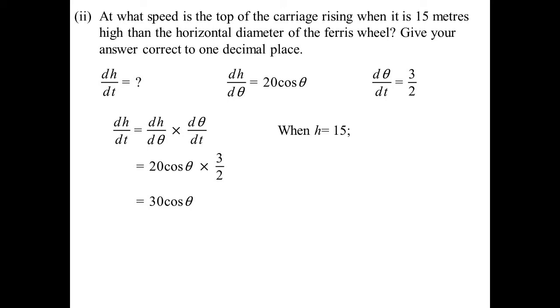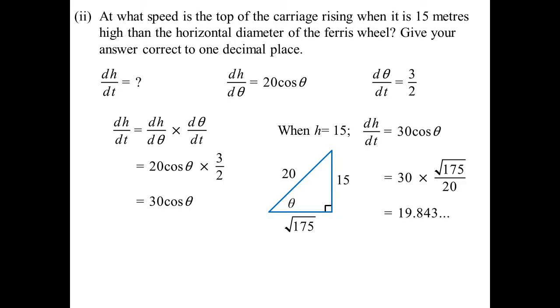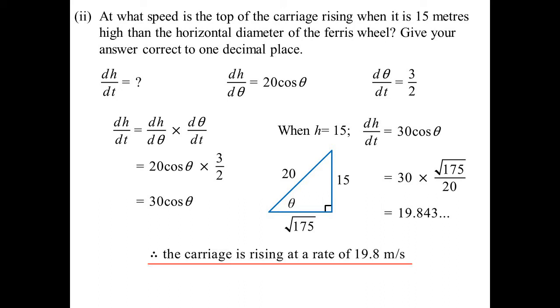So when h is 15, there's our triangle. So we can actually work out what the cosine of theta is, rather than worrying about finding the angle. A bit of Pythagoras there, root 175 for the other side. So I can read off that, 30 times root 175 on 20, 19.843. So there we are, it's rising at a rate of 19.8 metres per second.